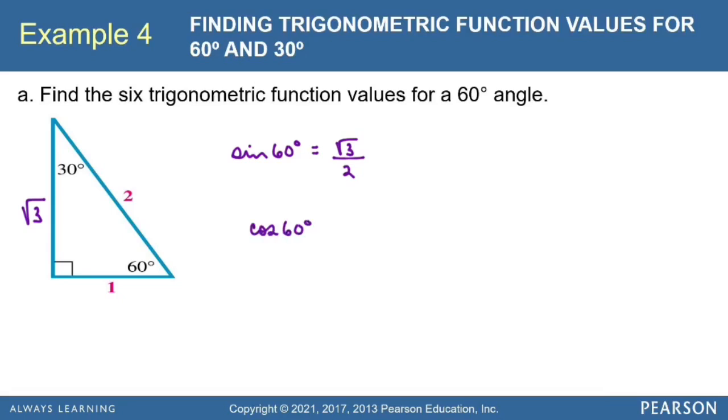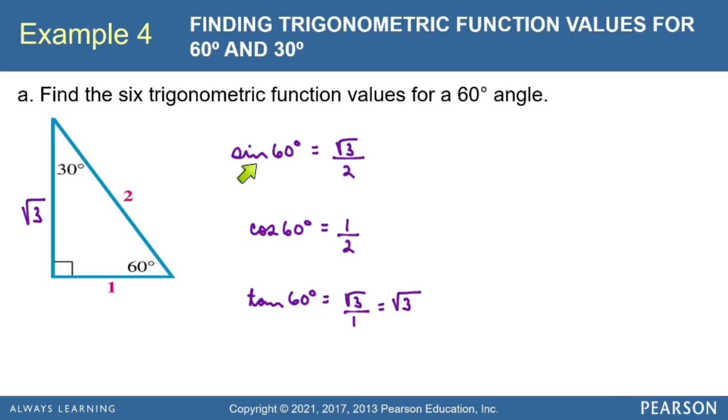And then the cosine of 60 degrees will be adjacent over hypotenuse. So that's going to be 1 over 2. And the tangent of 60 degrees will be opposite over adjacent. So that's going to be square root of 3 over 1, which of course just reduces to square root of 3. Now for the other three functions, we'll just use the reciprocal relationship.